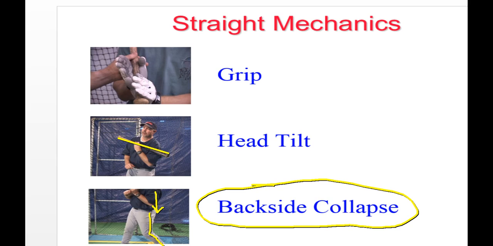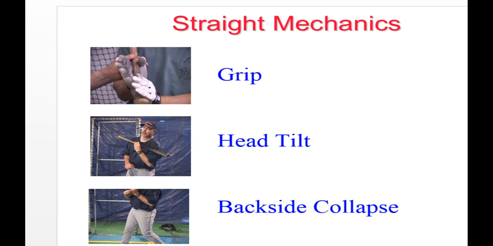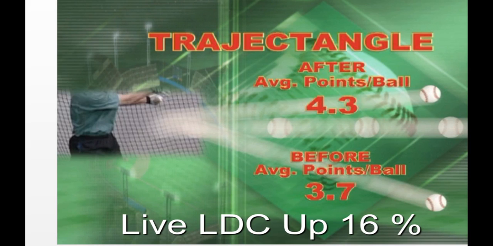Now, what we did was test it. I got tired of arguing about mechanics, because you say this in front of a bunch of people and you get all kinds of crazy arguments. And I just got tired of the arguments, and so I started testing things. And that was the whole idea of the trajectangle. The trajectangle is a way that you can't argue.